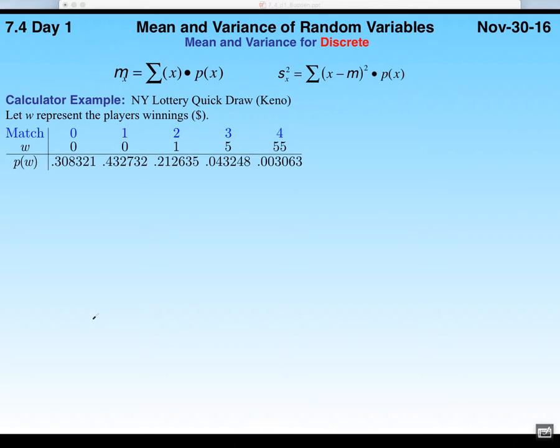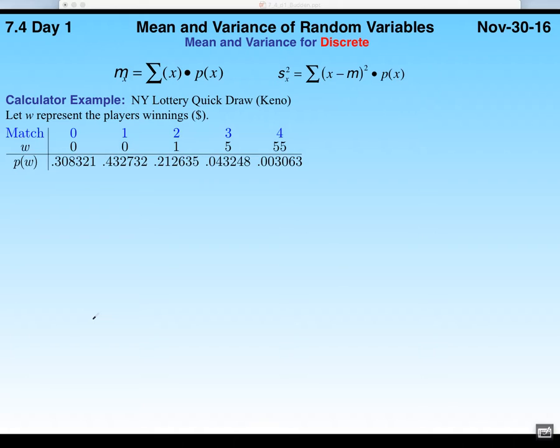So for this next example, we are looking at the New York Lottery Quick Draw, which is called Keno. So W represents the player's winnings. So the way this game works is you have 4 numbers. If you match none of the numbers, you don't win anything. If one of your numbers matches, you still don't win anything. If 2 of your numbers match, you win $1. If 3 of your numbers match, you win $5. If all 4 match, you win $55. And you pay $1 to play the game.